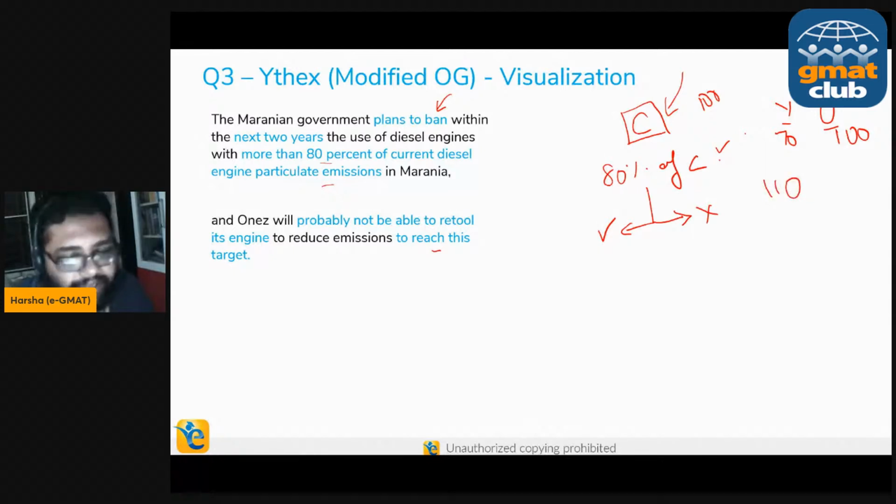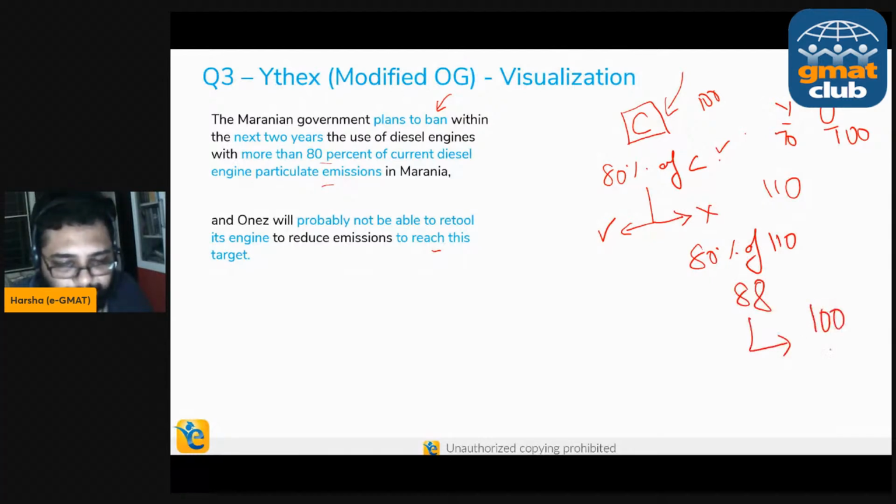110, let's say, is the current diesel engine particulate emission, the limit that's accepted now. So what's going to happen? In future, this is going to be 80% of 110. What does this actually translate to? 88. What does it mean for one's engine? One's engine is at 100, remember. One's is out. What does it mean for Vitex? Vitex is in.